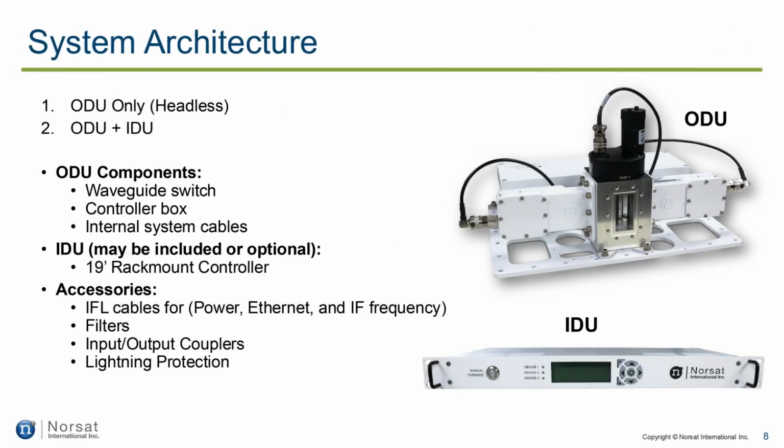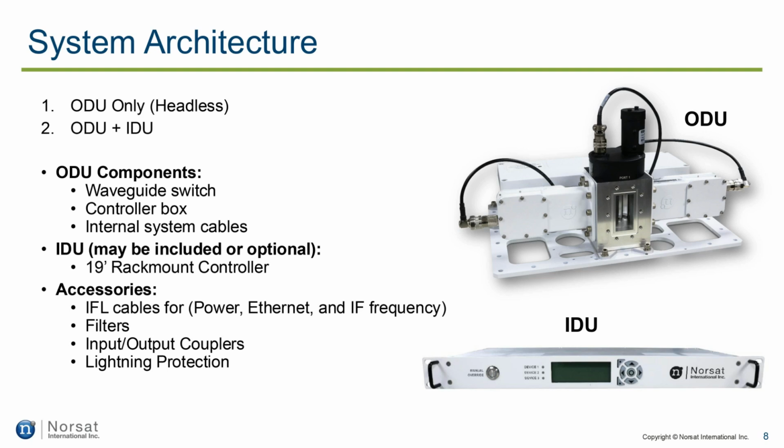Now, let's discuss the two main configurations, ODU only and ODU with IDU. The outdoor unit or ODU only system is sometimes called a headless system. In the ODU only configuration, the entire system is an outdoor unit with no indoor unit. The ODU includes key components like the waveguide switch, controller box, and various internal system cables to manage the switching operations. The next configuration is the ODU with the indoor unit or IDU.